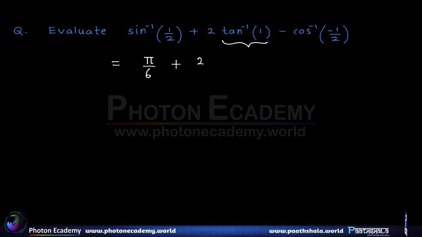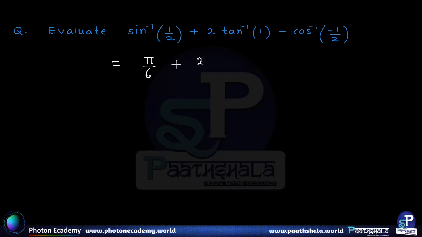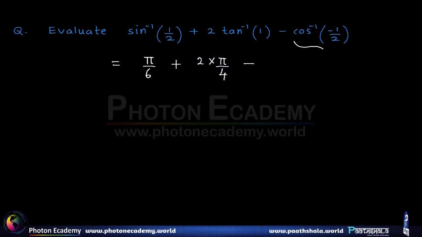Once again, what is the angle in the principal value branch of tan inverse, which is minus pi by 2 to pi by 2 open interval, whose tan is 1? Now we know that tan of 45 degrees is 1 and 45 degrees is pi by 4. So clearly we have pi by 4 here. Minus, now cos inverse of minus half.